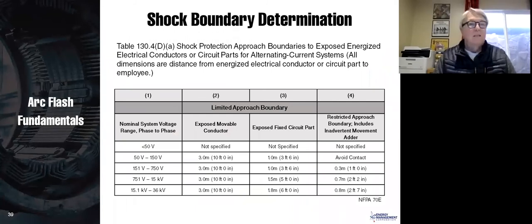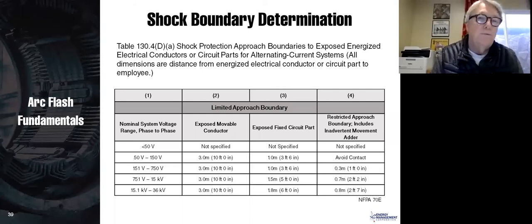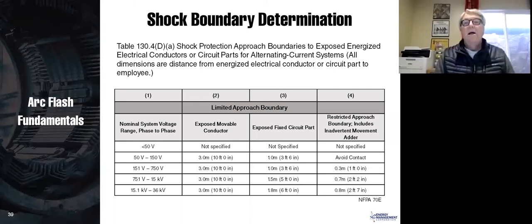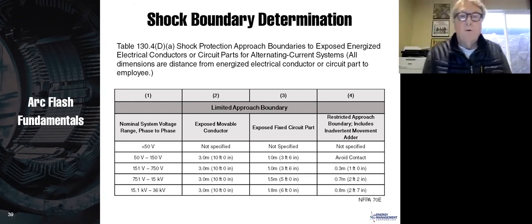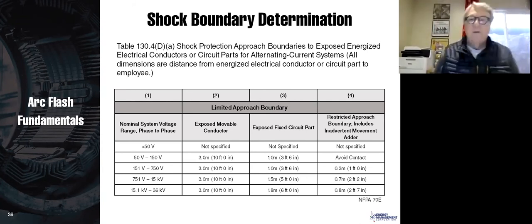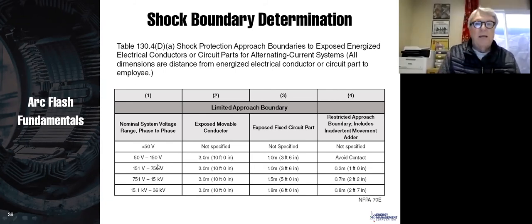Where do you find these boundaries? You find them in NFPA 70E in table 130.4(D)(a). And here you have our voltages, and here's your limited approach boundaries. Now I'm going to focus on this right here, 151 volts to 750 volts. So that covers your 120/240, your 120/208, and your 277/480 and your 480 delta systems. All of those are in that same category.